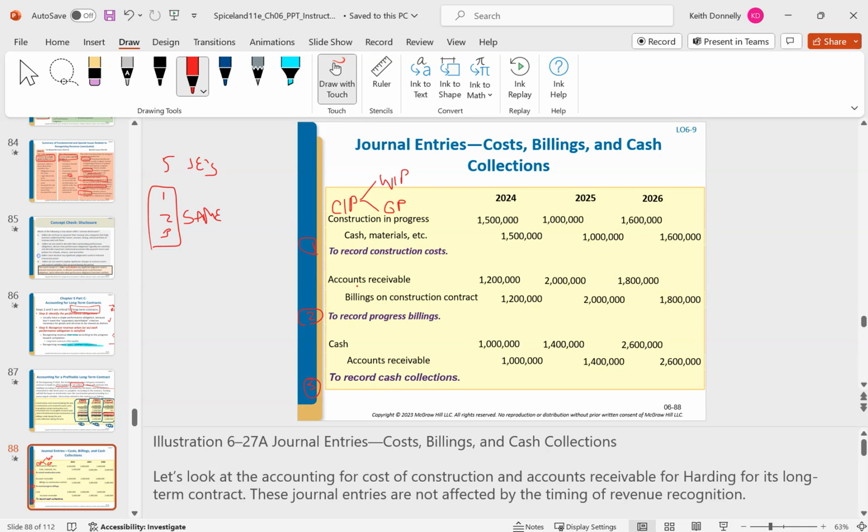Then to record the progress billings, debit AR, credit billings. One thing here is these accounts are related. Billings is a contra account to construction in progress, so that's going to be an asset and a contra account. We will see eventually you put those on the balance sheet. And then journal entry 3: debit cash, credit accounts receivable for collections. This isn't that hard. It's just memorization. If you can take numbers and put them into journal entries, you can do journal entries 1, 2, and 3, okay?